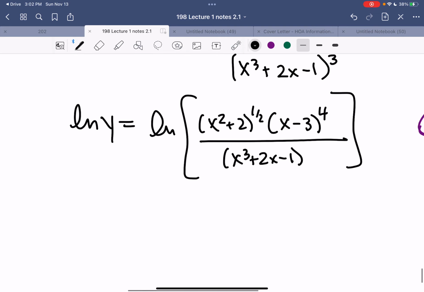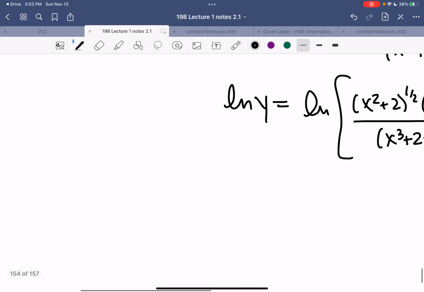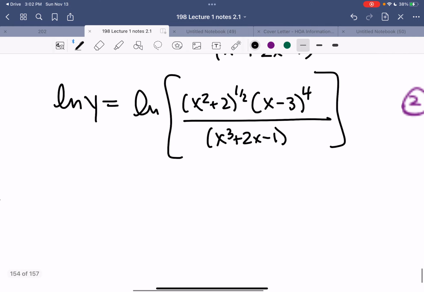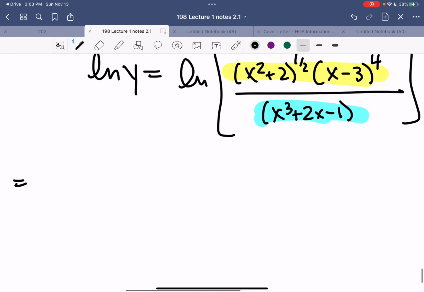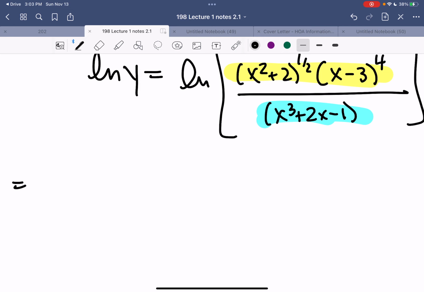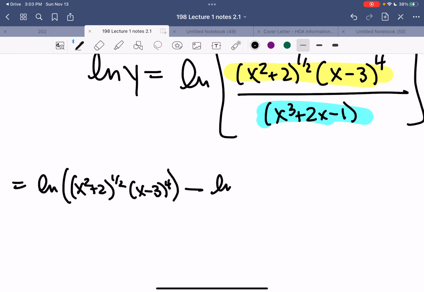So here's how this is going to happen. The natural log of y on the left stays. I'm not going to mess with that, okay? But here, I have a top divided by a bottom. I'm going to do this in pieces this first time, and then you can simplify and skip as many steps as you want. So that means I'm splitting with division. That's the natural log of the top minus the natural log of the bottom. So that's the natural log of (x squared plus 2) to the 1/2 times (x minus 3) to the 4th, minus the natural log of x cubed plus 2x minus 1.